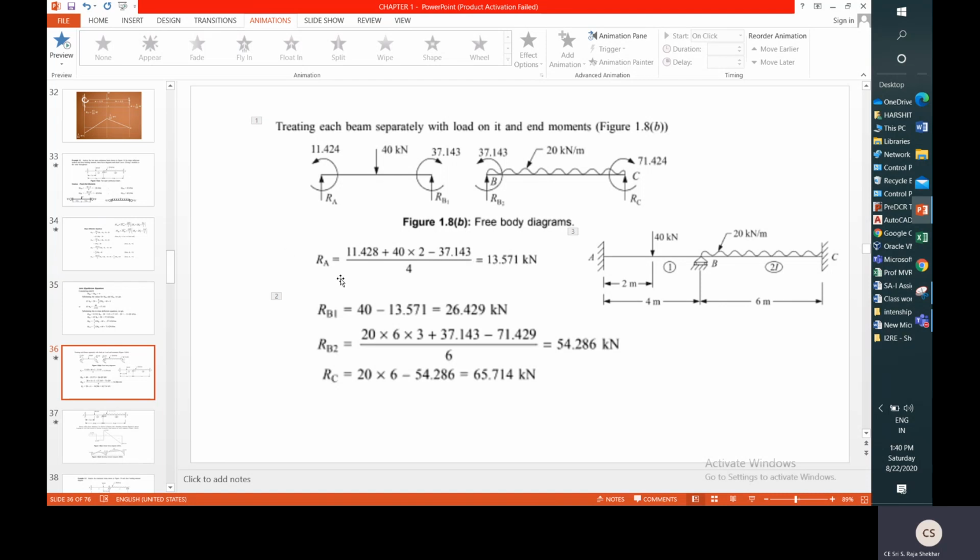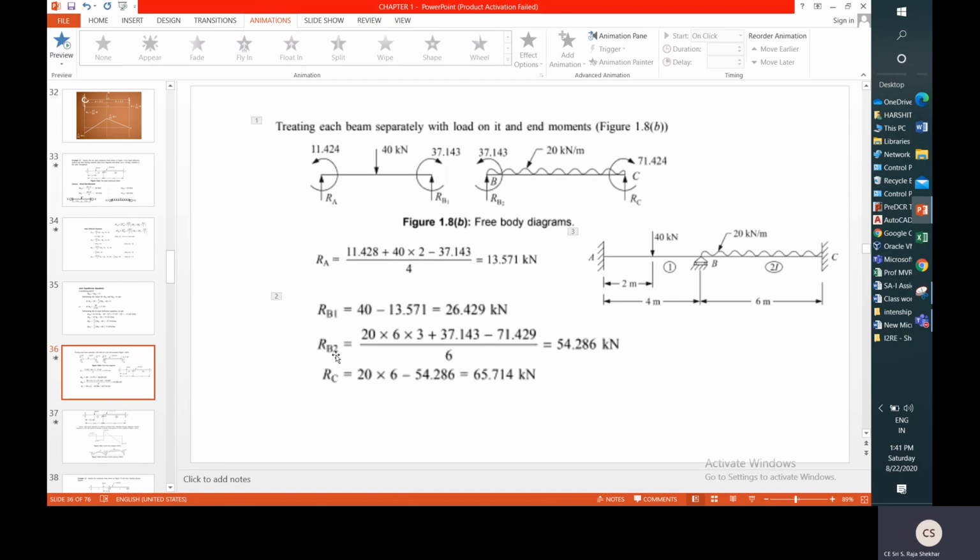So if you solve this equation, we will get 13.571 kilonewton. This is RA. Now calculate RB1. RB1 is equal to total applied load minus RA. So RB1 is equal to total applied load 40 minus RA 13.571. We are getting RB1 is equal to 26.429 kilonewton.